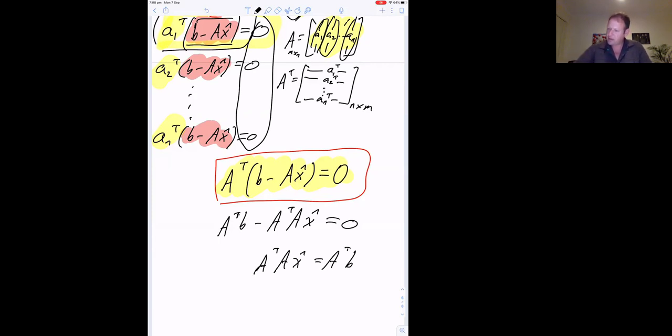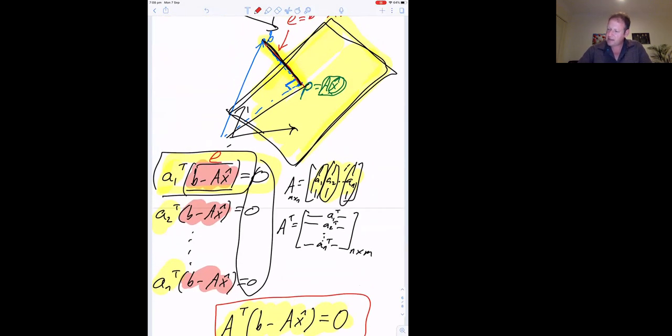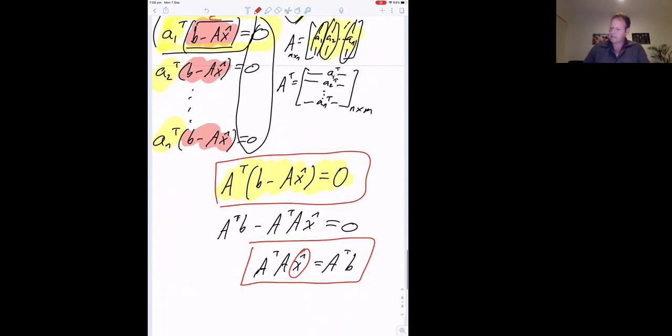So these are now equations that describe our x hat. Remember, our x hat says how to do a linear combination of the columns of A to get this point P. Now, these equations have a name. They're called the normal equations.